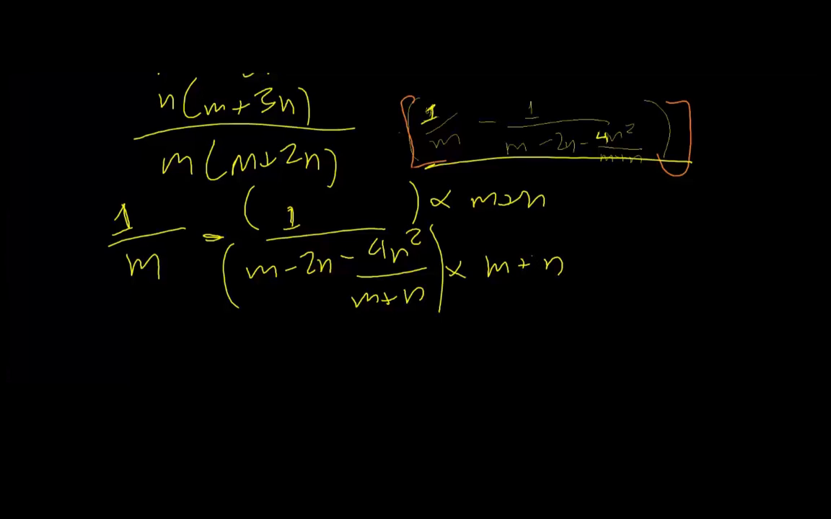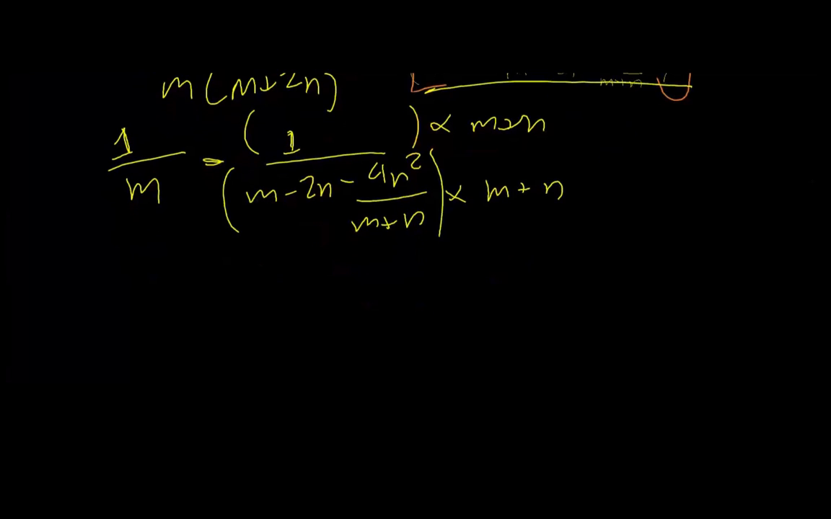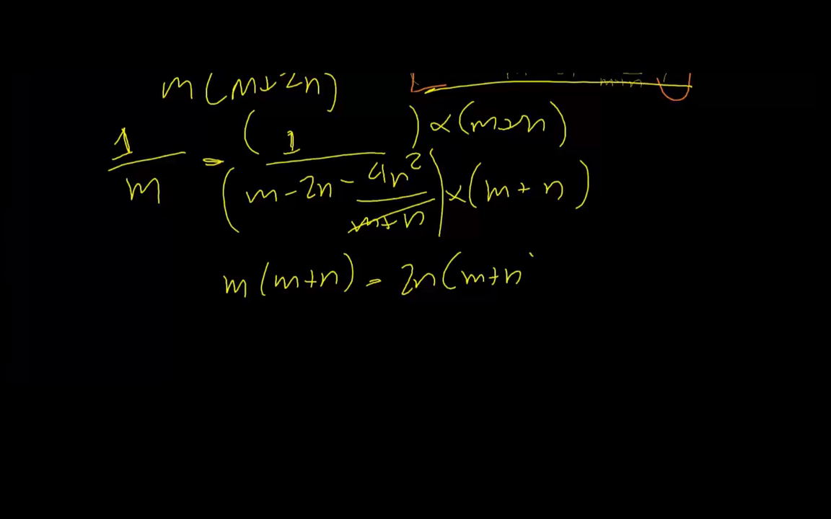m plus n. Okay, so the bottom bit first is 4n squared. This will cancel with the times m plus n. Cancel, leaving us with negative 4n squared. The front stays the same, so m plus n. m times m plus n minus 2n times m plus n minus 4n squared, because this denominator cancels out with what we're multiplying this by.